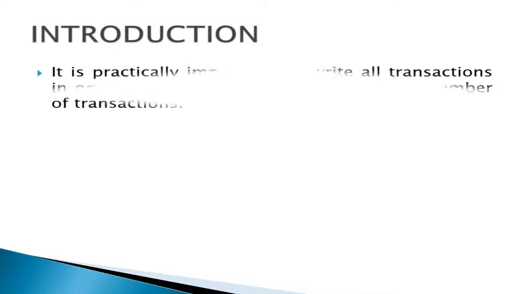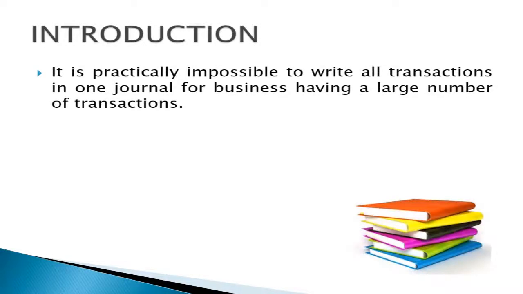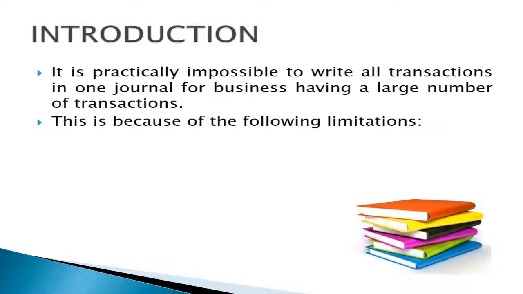It is practically impossible to write all transactions in one journal for a business having a large number of transactions. But it is possible to maintain separate books for those transactions which repeat many times a day, like sales, purchase, sales return, cash received, cash paid, etc. All these transactions are recorded in separate books called subsidiary books. These books are maintained because of some limitations of the journal.